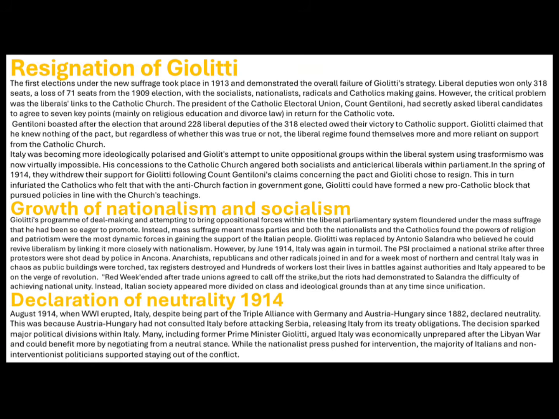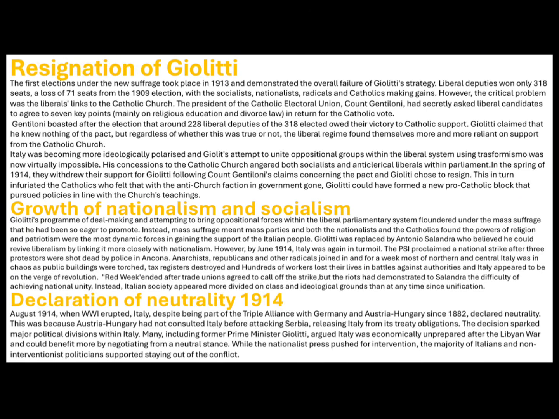In 1914, they withdrew their support from Giolitti, and following Count Gentiloni's claims concerning the pact, Giolitti chose to resign. This in turn infuriated the Catholics, who had felt that with the anti-church faction in government gone, Giolitti could have formed a new pro-Catholic bloc that pursued policies in line with the Catholic Church's teaching. Against the growth of nationalism and socialism, Giolitti's programme of deal-making and attempting to bring oppositional forces within the Liberal parliamentary system floundered under the mass suffrage that he had been so eager to promote. Instead, mass suffrage meant mass parties, and both nationalists and Catholics found the powers of religion and patriotism were the most dynamic focuses in gaining the support of the Italian people.